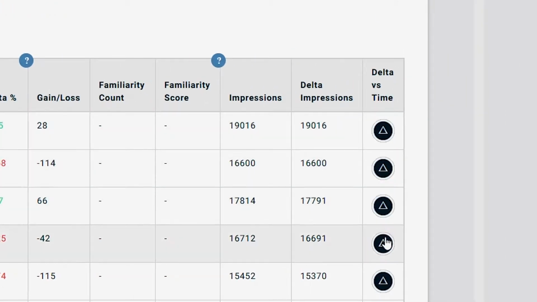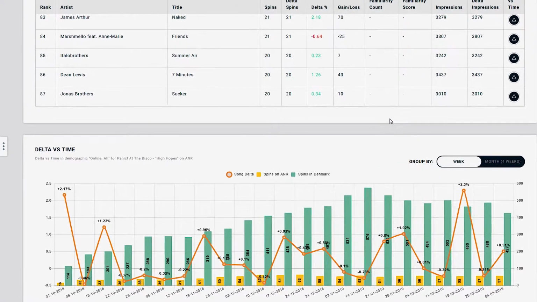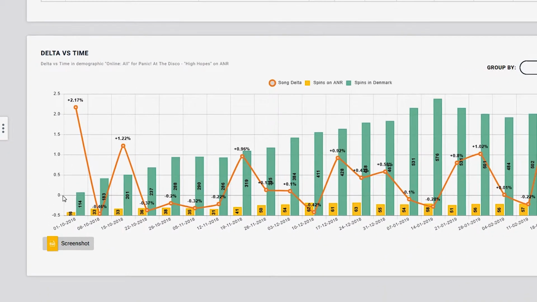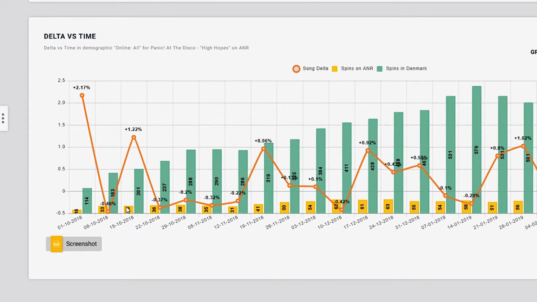To get a little bit of perspective, you can use delta versus time. All of these buttons out here mean you can get a detailed graphical view of every single song. Let's do the top played song, Panic at the Disco. What we do is we draw a graph of the whole period of time where this particular station has played this particular song. Here you see 0.